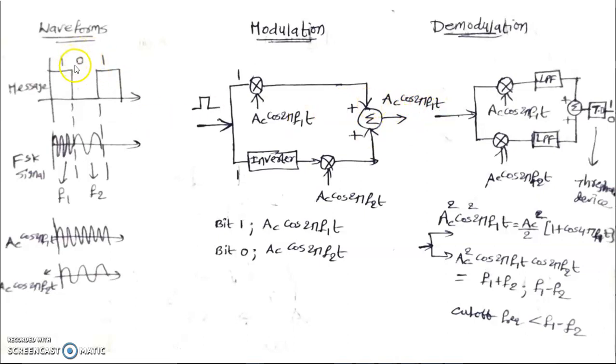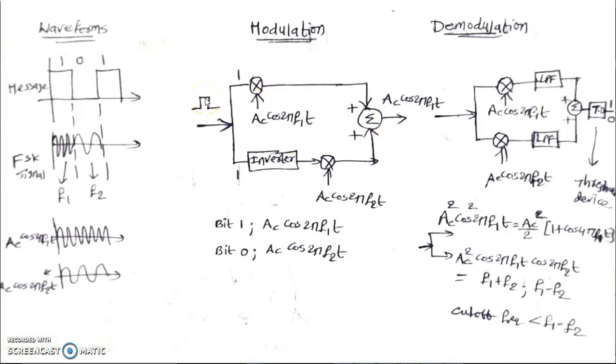If it is 0, then we are transmitting 0 here. So 0 into F1t, you will get 0 here. But here, this 0 means you will get 1, then here we are transmitting F2 frequency. See, if it is 1, we are transmitting F1 frequency. If it is 0, we are transmitting F2 frequency. That is based upon the message signal amplitude. If it is 1, we are transmitting AC cos 2 pi F1t. If it is 0, we are transmitting another frequency, AC cos 2 pi F2t, by using this circuit.